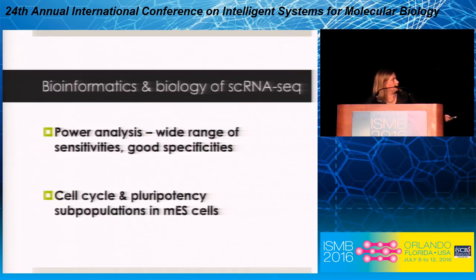Okay, so I've shown you that we can detect cell cycle and pluripotency subpopulations in these mouse ES cells, and so the approach of single-cell RNA sequencing is useful and powerful in throwing up new insights into subpopulations and into genes in this particular biological question.